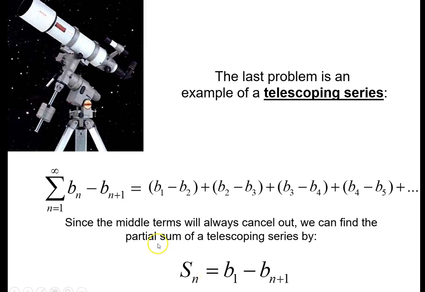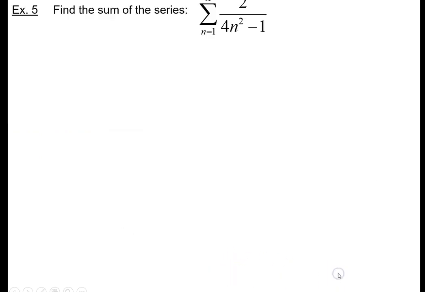We can always find the partial sum of a telescoping series by doing what we just did. So write out a few terms, see if you recognize the pattern, and you're often left with the first term minus the n plus 1th term at the end. And then again, if we can get a limit for that expression, then that tells us that the telescoping series converges.